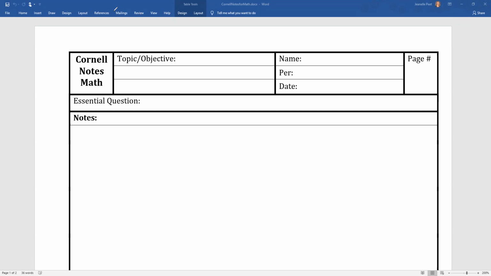Okay, the title of this one is going to be rates. I'm going to put my name here. And I'm on page 279. It's period 4. I don't know what date you want to put.